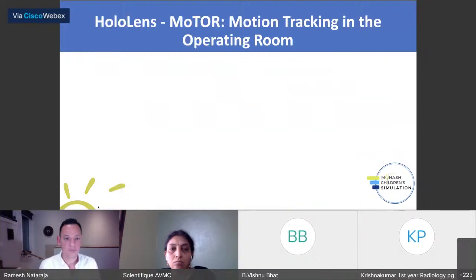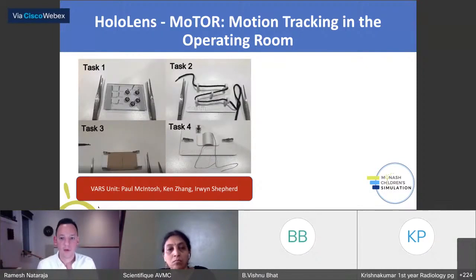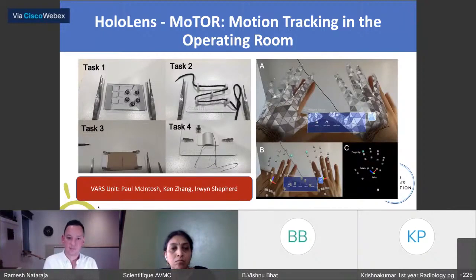But what he actually did for the motor project is that, and credit to a VARS unit who designed some software for us, we got different trainees and experts to do tasks. Two of them were manual dexterity, two were more surgical specific. So instrument tying, hand tying, and then some surgical dexterity tests.